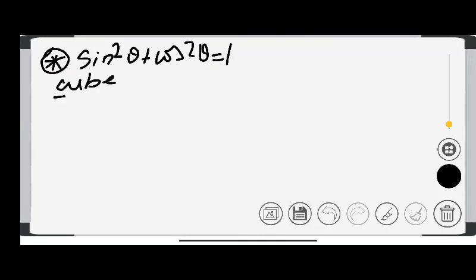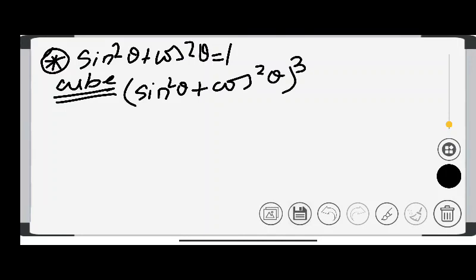I take the same formula, sin square theta plus cos square theta is equal to 1. If I cube both sides, then I get (sin square theta plus cos square theta) whole cube equals 1 cube. We have studied the formula for (a plus b) the whole cube. Have you studied it?